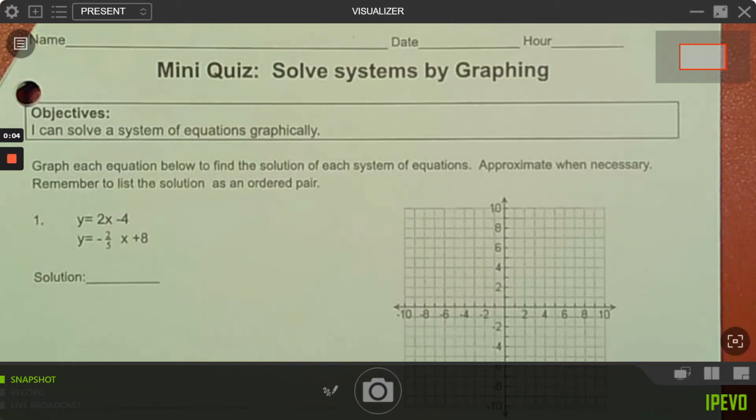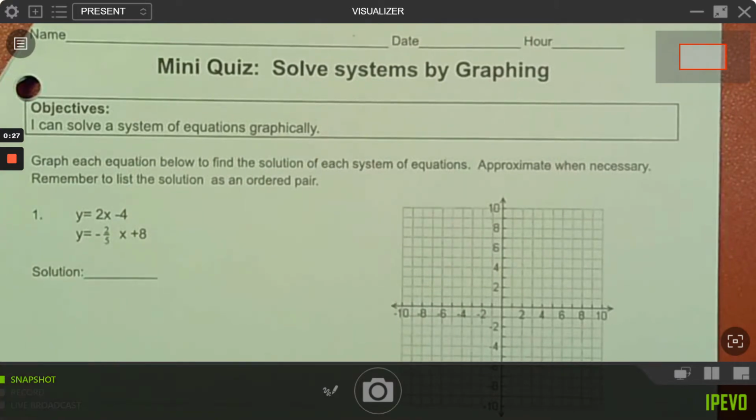Right, let's go over the mini quiz on solving systems of equations by graphing. And our learning target is that we will be able to solve a linear system of equations by graphing. Graph each equation below to find the solution of each system of equations. Approximate when necessary. Remember to list the solution as an ordered pair.